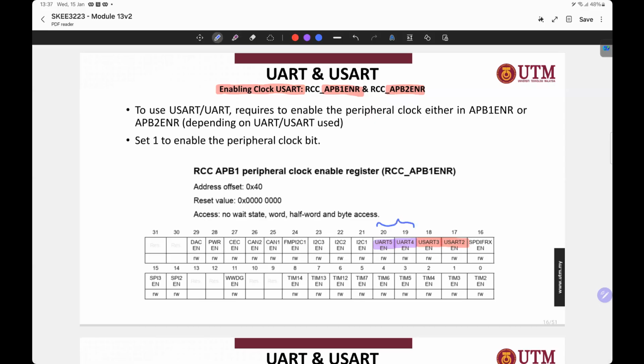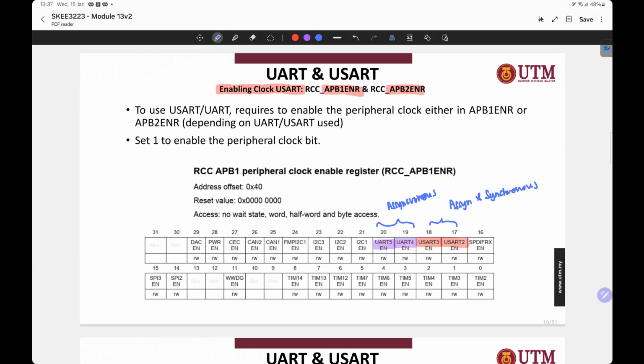As I mentioned, bit 20 and bit 19 are for asynchronous communication, but bit 18 and bit 17 are for asynchronous and synchronous communication. So this is for the APB1 ENR.